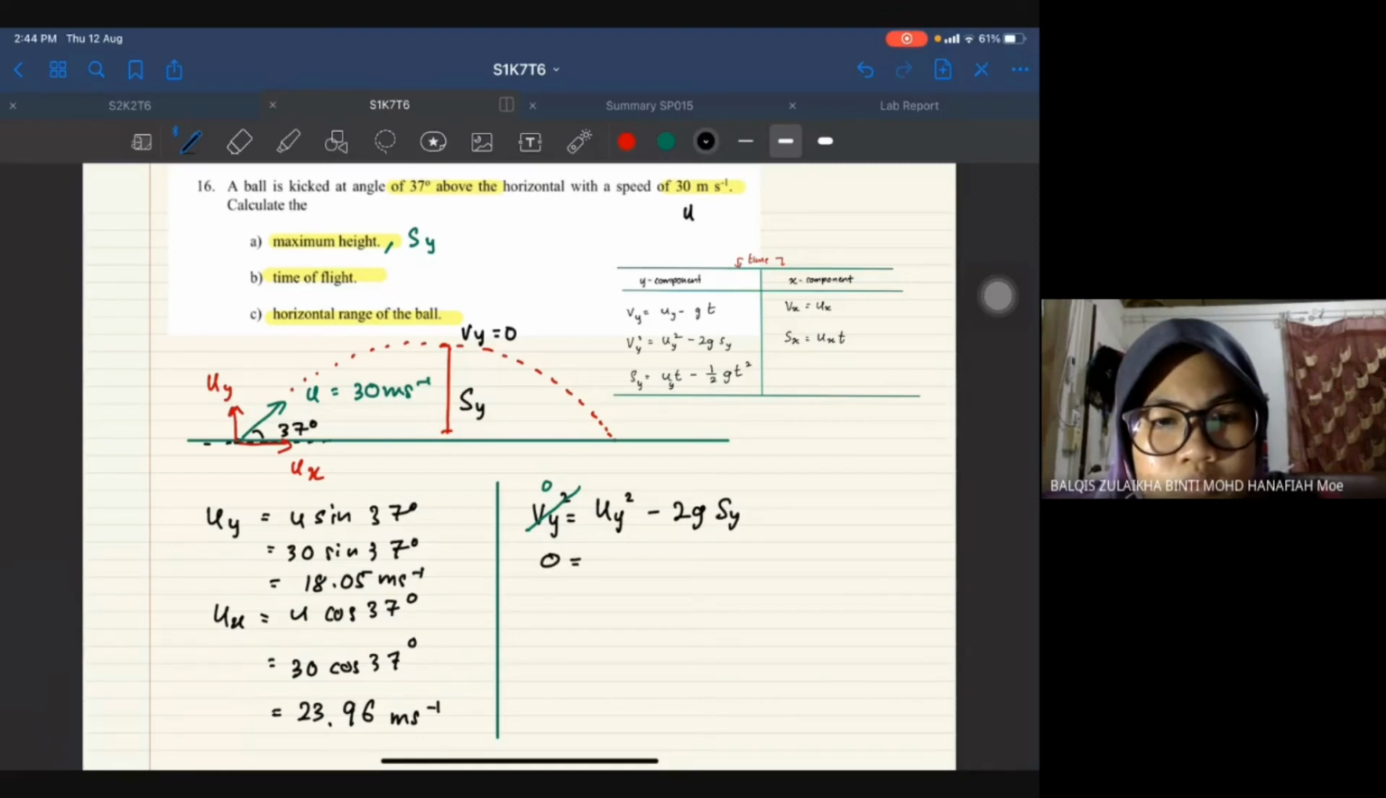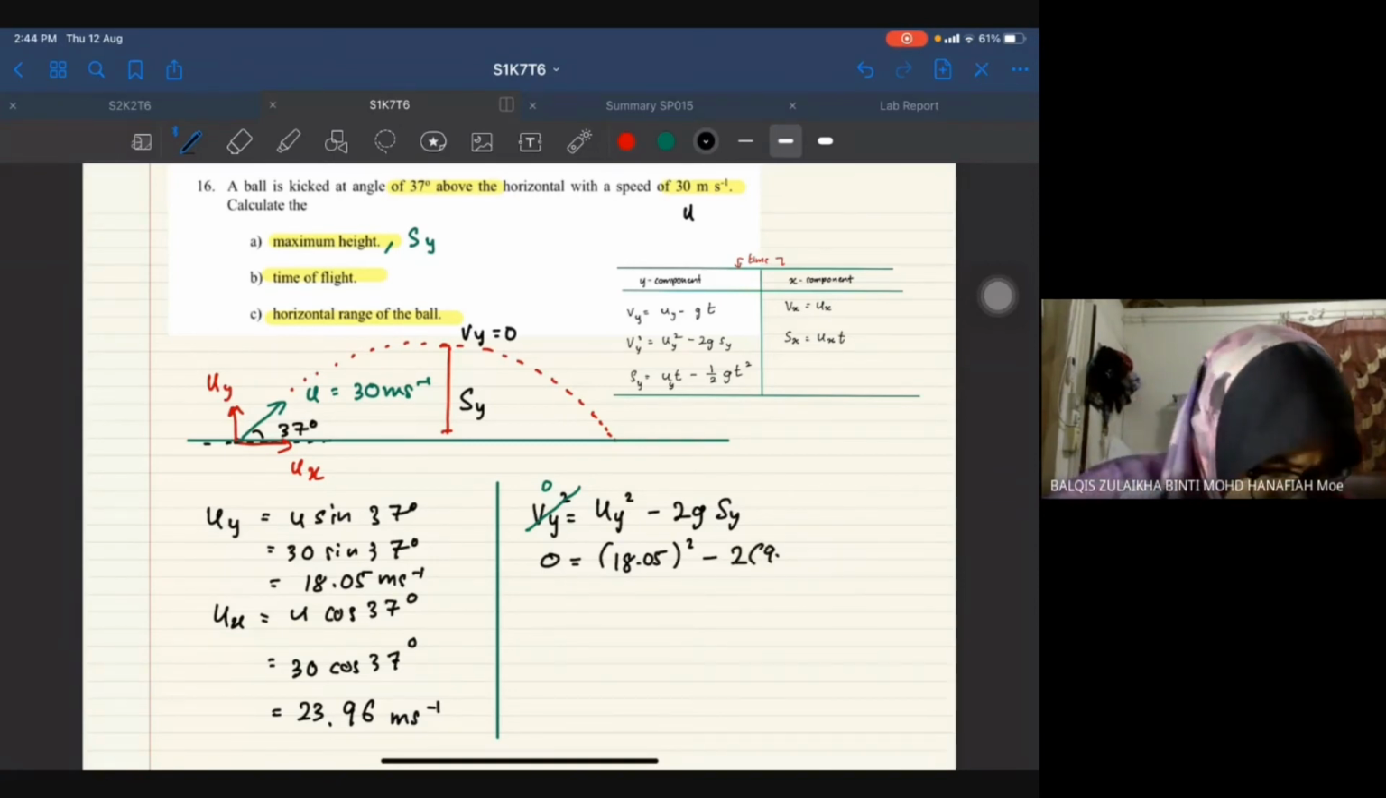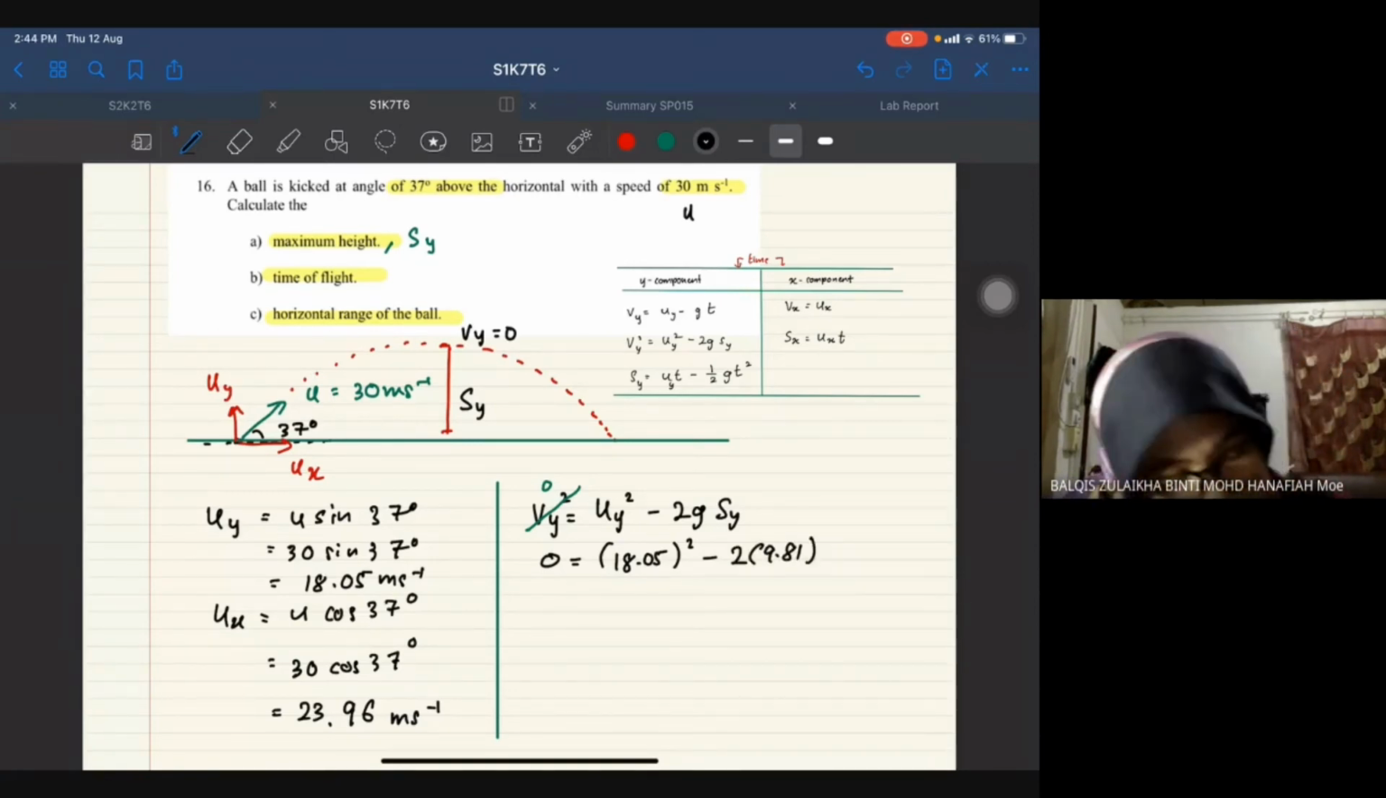Okay, good. Very good. Uy we already have. Uy tu positif ke negatif? Positif. Kenapa? Sebab dia upward. Yes. Okay. So this one Uy is positive because it's pointing upwards. But in this case kalau dia square it doesn't matter pun lah. Tapi saya tulis je. Kita ambil kira je. But itu cara yang betul lah. We always have to consider the positive or negative.